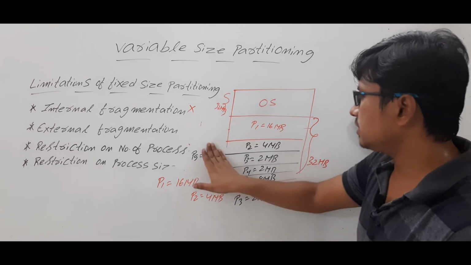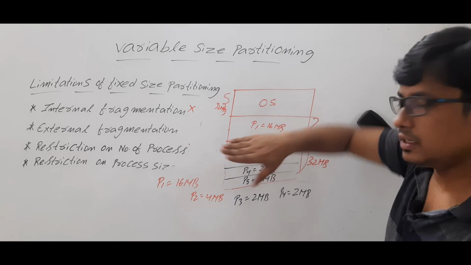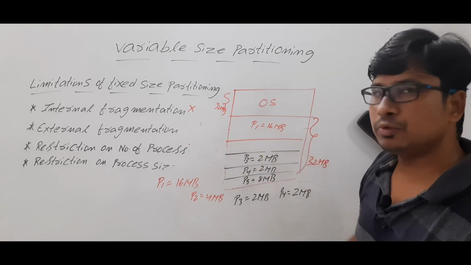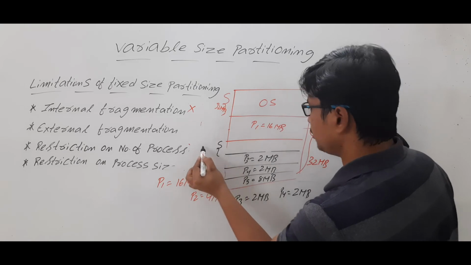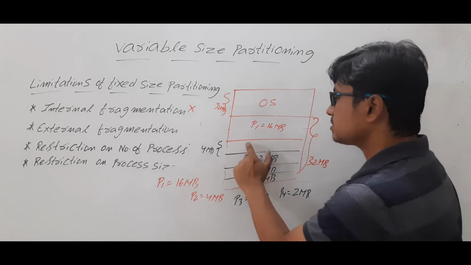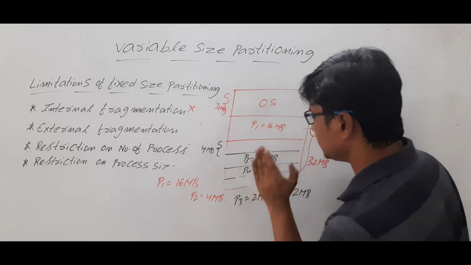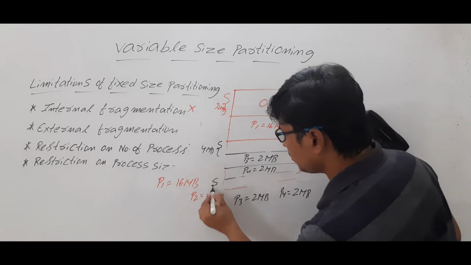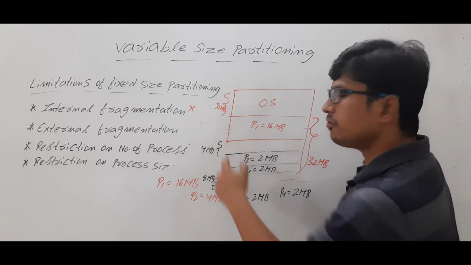Now let's take that process P2 has completed its task. So it has been removed from the main memory. So there is a hole of 4 MB because it is free space now. This concept we call a hole. Let's take that process P5 has completed its task. So there is a hole of 8 MB. So how much free space is there? 12 MB is there.